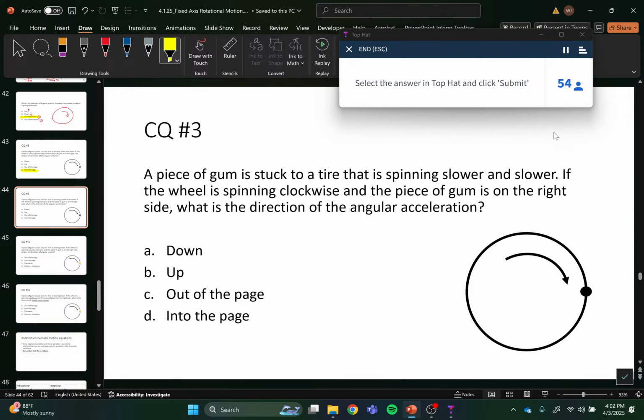All right, I'll give you all like 20 more seconds. All right, we'll close this one out in 5, 4, 3, 2, 1.